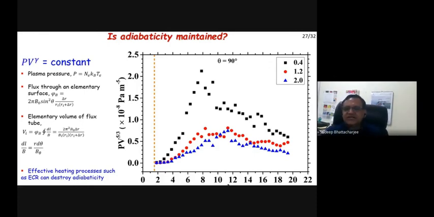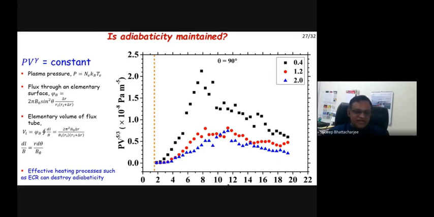Now I want to focus your attention here. This is for 3 different pressures: 0.4 millitorr, which is a lower pressure, 1.2 millitorr, a higher pressure, and 2 millitorr, the highest pressure. Remember, this is a plasma created by electron cyclotron resonance, so there are acceleration processes in the plasma. Therefore, at the lower pressure of 0.4 millitorr, these black squares here, you can see PV to the power gamma is not constant. But as you go to higher pressures, where the resonance mechanism becomes bad because of collisions in the plasma, PV to the power gamma tries to become constant over the whole length of the space. So the adiabaticity condition is better maintained at higher pressure, where resonance conditions are bad.